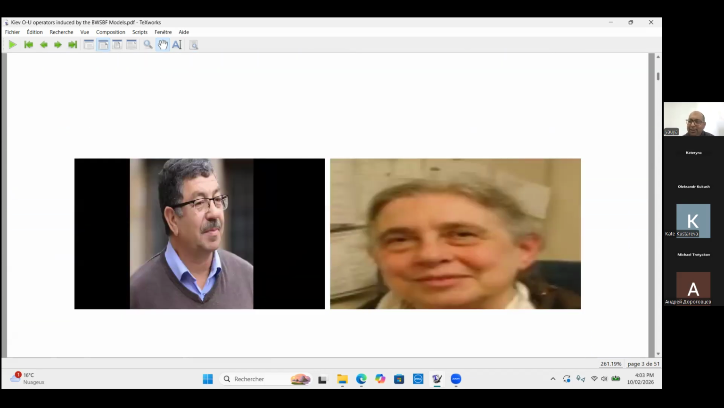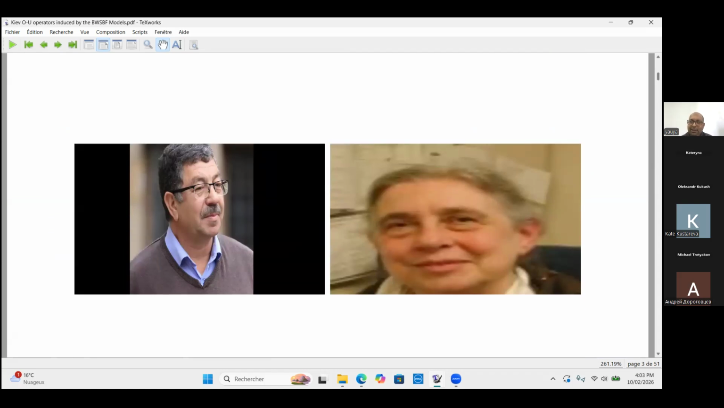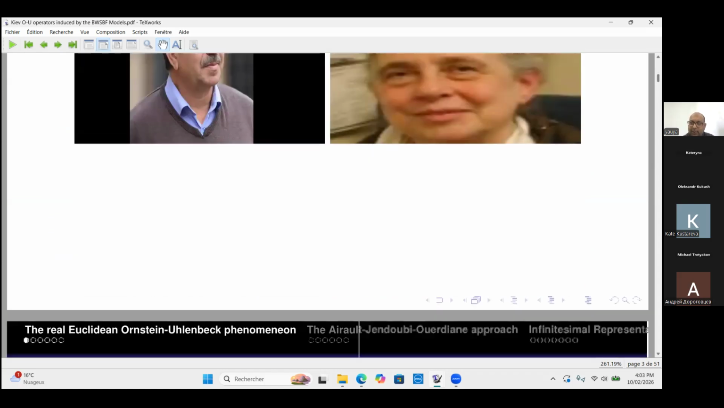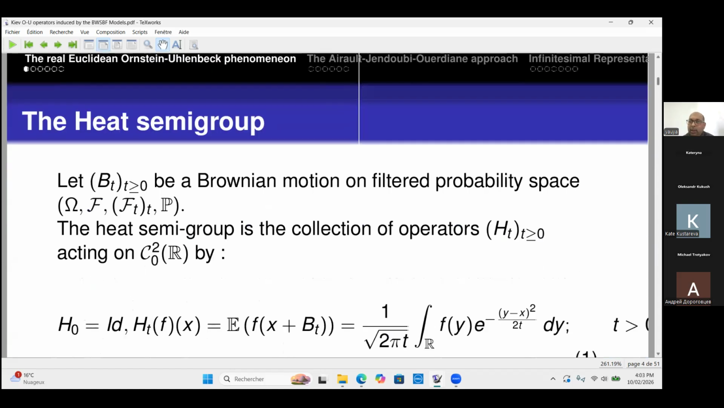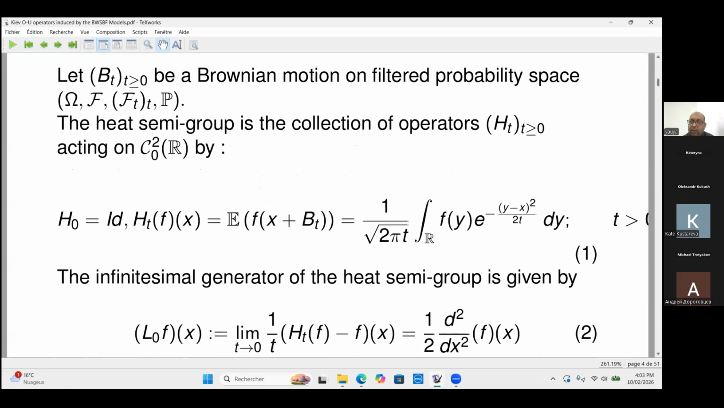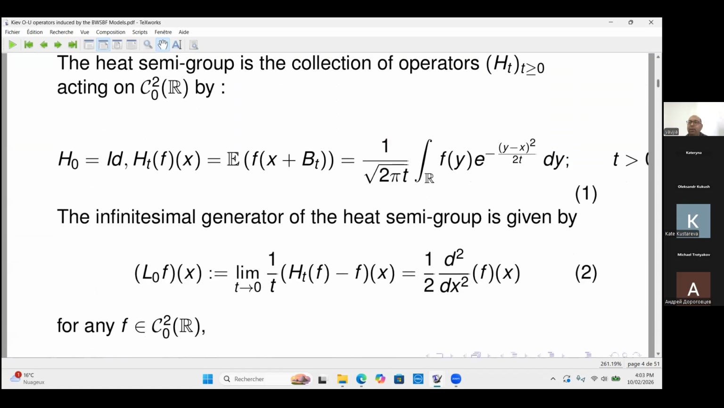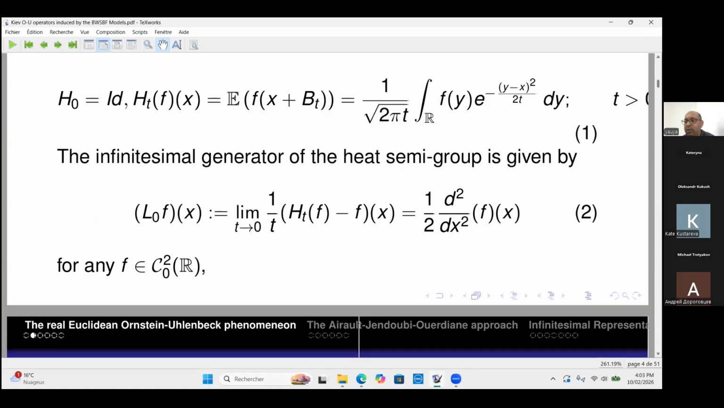Here's a photo of Hélène Héroux and Habib. So the classical heat semigroup is a Markovian semigroup defined by the expectation of f(x plus Bt), where Bt is a one or d-dimensional Brownian motion. This semigroup has an infinitesimal generator given by 1/2 of the second derivative here in one dimension, or 1/2 of the Laplacian.